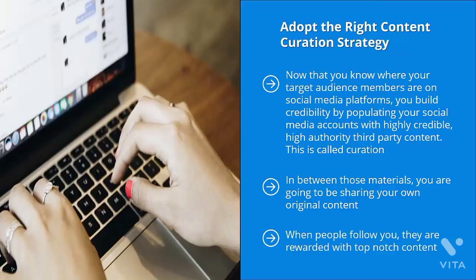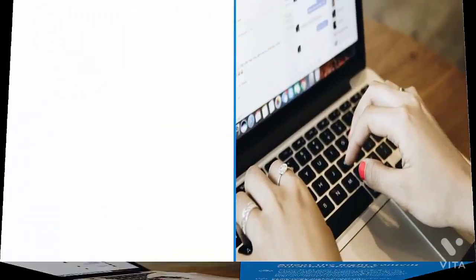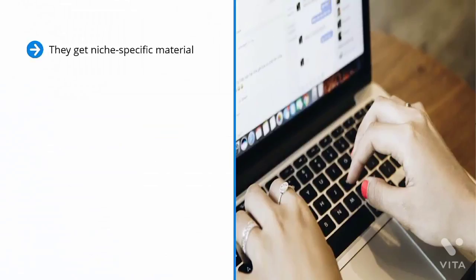When people follow you, they are rewarded with top-notch content. It doesn't really matter whether you produced that material or it was written by somebody else. Your followers get rewarded for following your account. They get niche-specific material. Eventually, you build trust with them because you only send them the very best materials. They start paying attention to your own materials. More importantly, they start noticing the content you share, which actively encourages them to sign up to your mailing list.